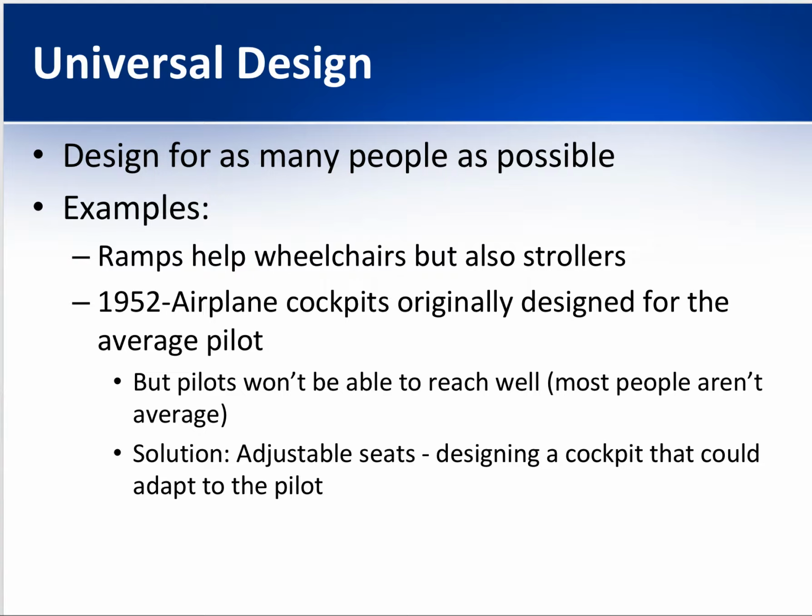Universal design is designed for as many people as possible. So, for example, designing a ramp, it can help wheelchairs, but it can help more than wheelchairs. What about strollers and pushing strollers? Here, there's another example. 1952 airplane cockpits were originally designed for the average pilot, but people aren't average. What if they're too big, too small? So that's not a great way to do it. So the solution was adjustable seats, and this way everyone could adapt. Instead of saying, well, let's just design it for the average person, it's let's design it for everybody, so everyone could actually fit well.